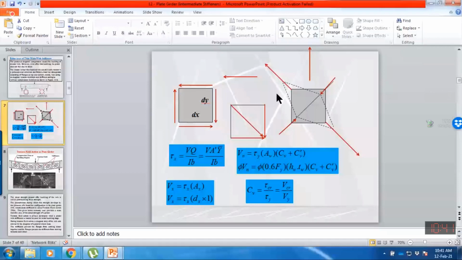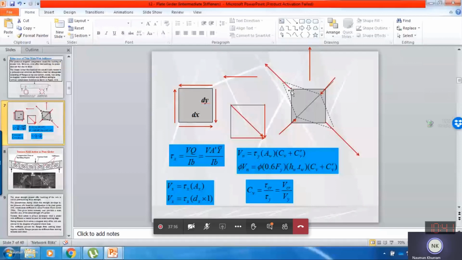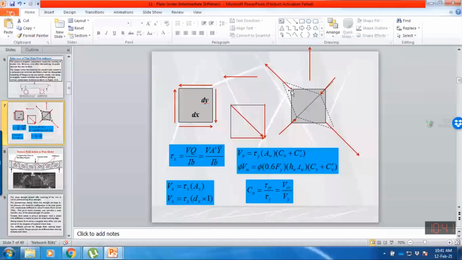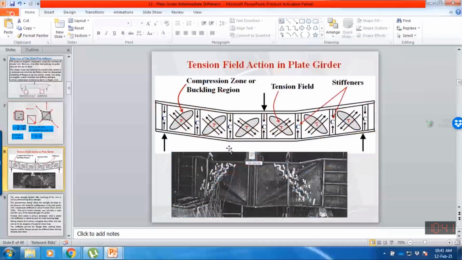So it means that steel, which is very strong in tension, can still reserve tensile capacity along this direction. So the internal tensile forces which are produced in the web, if these are balanced by some external member or by making some modification in the plate girder, then we can improve its capacity. This tensile force can be balanced by providing the intermediate stiffeners. So when we provide intermediate stiffeners at certain spacing, what happens?